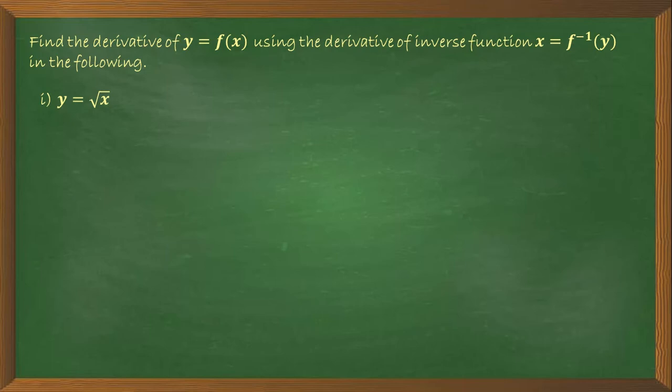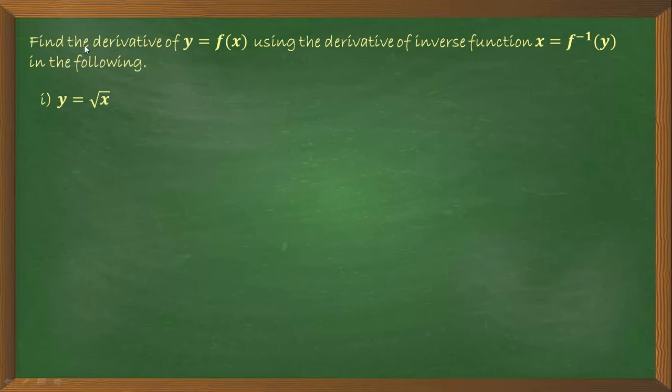Suppose the function is given, y is equal to root x. Now see the question carefully. Find the derivative of y is equal to f of x. Here y is equal to f of x means y is equal to root x, using the derivative of inverse function x is equal to f inverse y. The question is simple: if you want to find the derivative of y is equal to f of x, read up to this step.